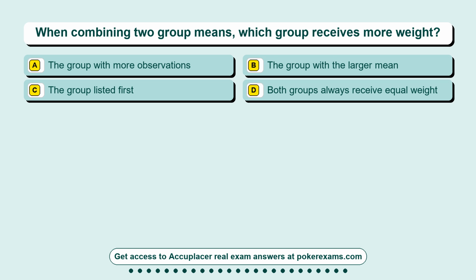Question 1. When combining two group means, which group receives more weight? Option A, the group with more observations. Option B, the group with the larger mean. Option C, the group listed first. Option D, both groups always receive equal weight.